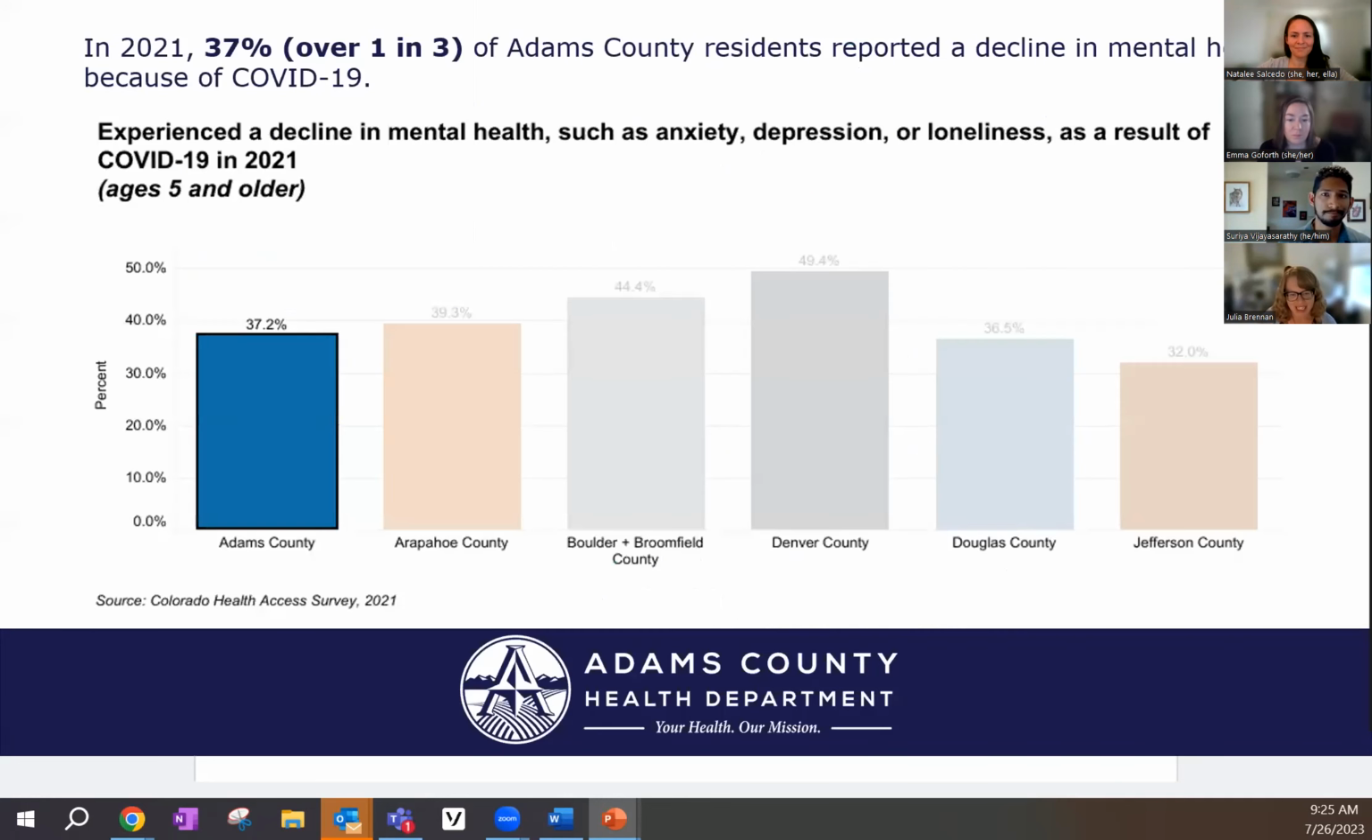Next slide, please. This bar chart to start shows the percent of residents in different counties in the Denver metro area, including Adams in the dark blue, that experienced a decline in mental health due to COVID-19 in 2021. And in Adams County, 37%, or 1 in 3 people, reported a decline in their mental health because of COVID-19. And this can include anxiety, depression, or loneliness. Next slide.